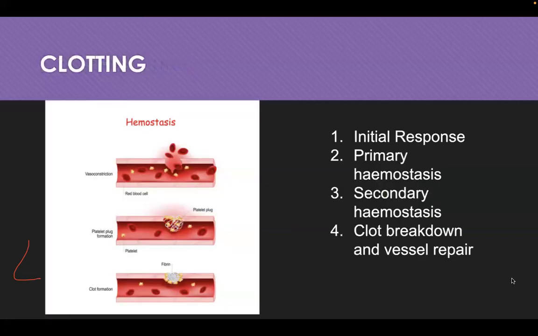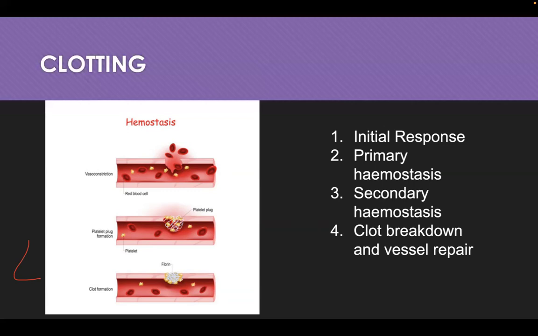So we now know about all of the cell types, but we want to learn about the key functions of the blood. So one of the key functions is clotting. What happens when we have a vascular injury? The body has some coordinated events to prevent excessive blood loss and also to try and ensure the vessel can be repaired as quickly as possible.